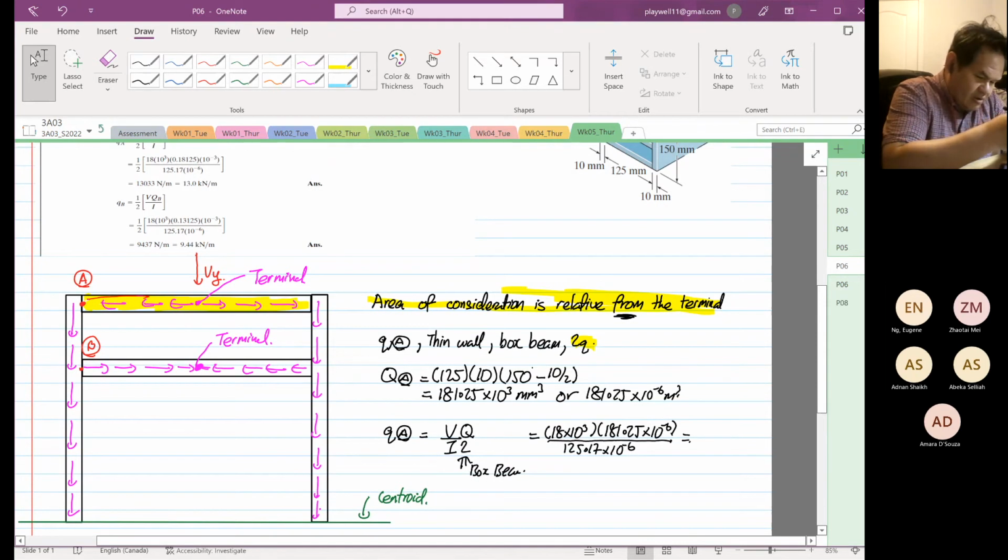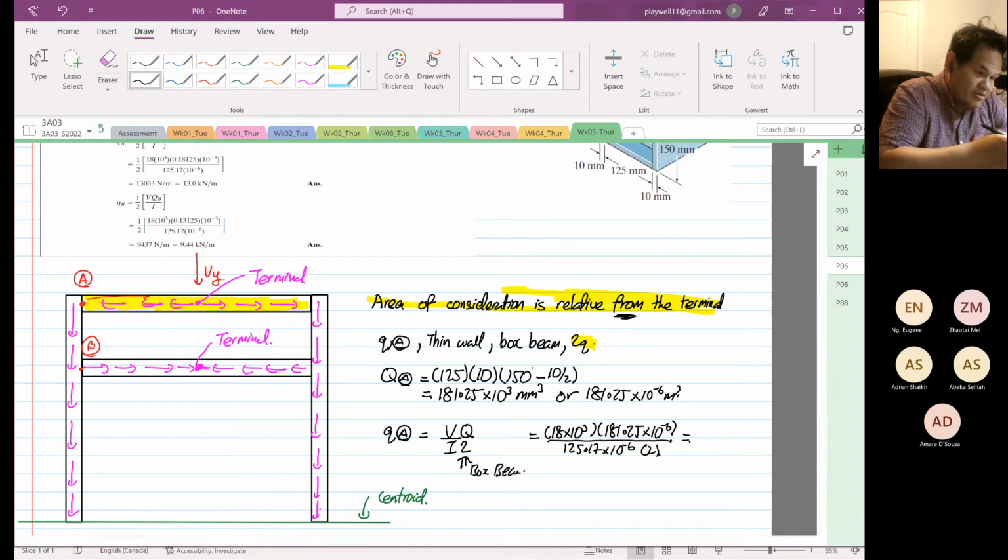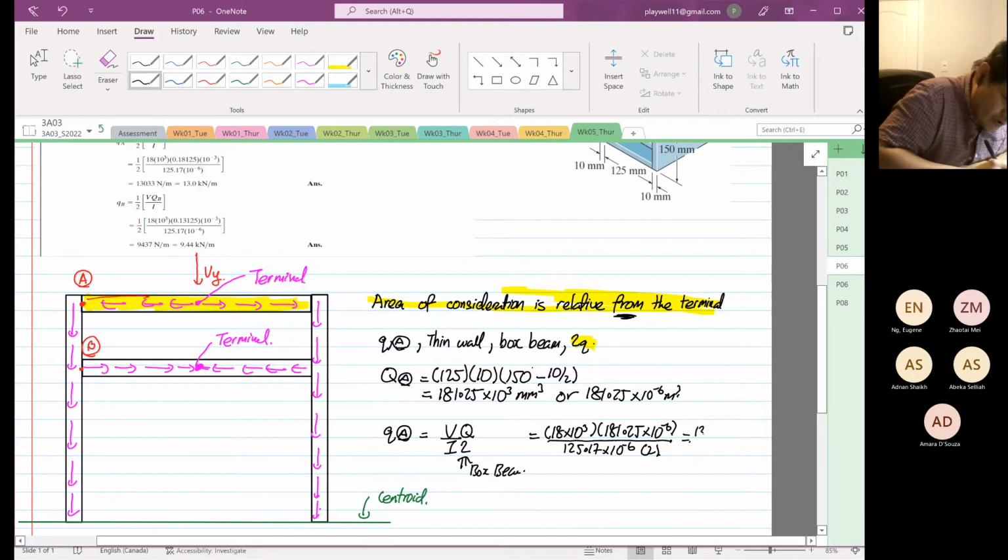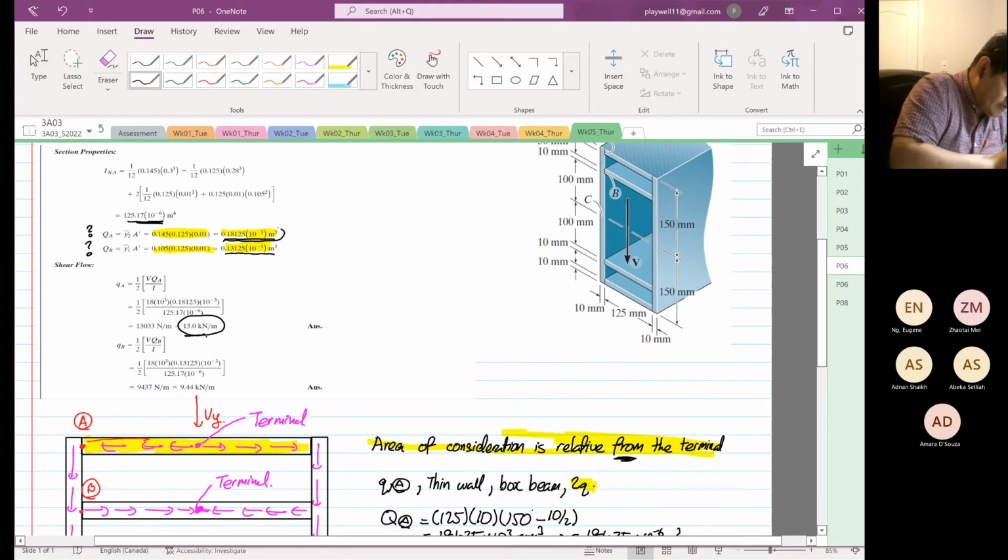Wait. 18 times 10 to the power 3 times 181.25 times 10 to the power minus 6 divided by, I forgot my 2. Divided by 125.17 times 10 to the power minus 6 divided by 2 is equal to 13032. That is 13.032 times 10 to the power 3 Newton per meter. Okay. And you realize that our answer is exactly the same. Theirs is 13, they rounded it up. Our first moment of area is 181.25 times 10 to the power minus 6, which is correct.